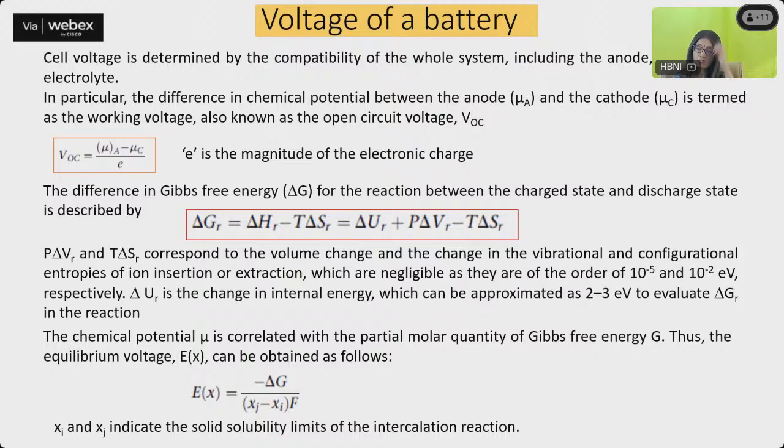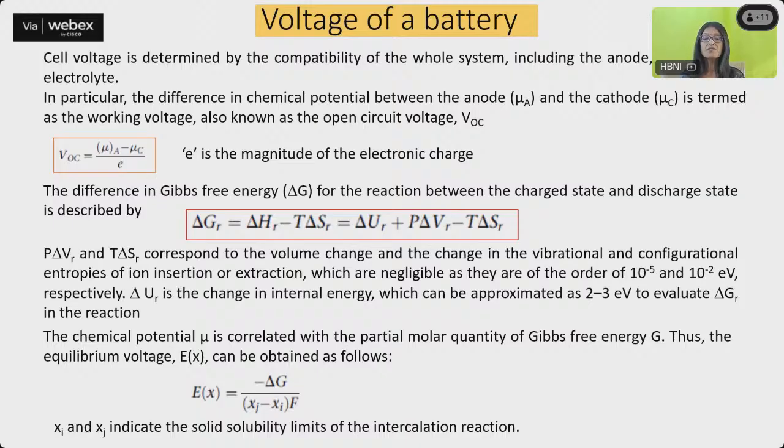Now we speak about the voltage of the battery. What do you mean by voltage of a battery? Please remember, we have many places where this term voltage comes in. So what is cell voltage? Cell voltage is determined by the compatibility of the whole system. You have the anode, the cathode, the electrolyte, and everything has a potential associated with it. Anode has a potential, cathode has a potential. Cell voltage is basically the compatibility of this whole system.